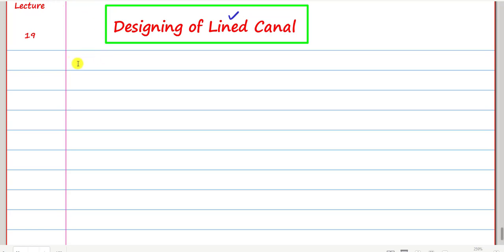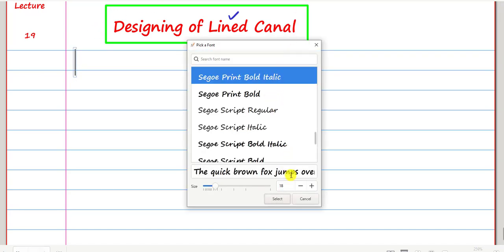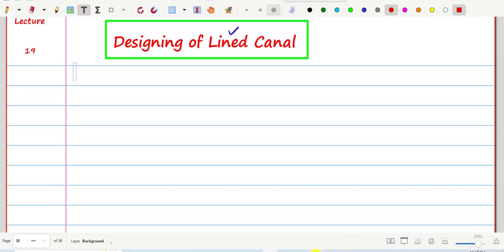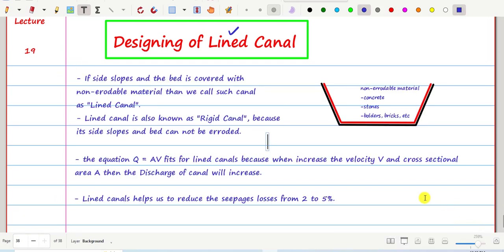So we already discussed what are lined canals, but let's start with the definition of the lined canals. We already defined it and we are defining the lined canal again here. So if side slopes and the bed are covered with non-erodible material, then we call such canals lined canals, right?